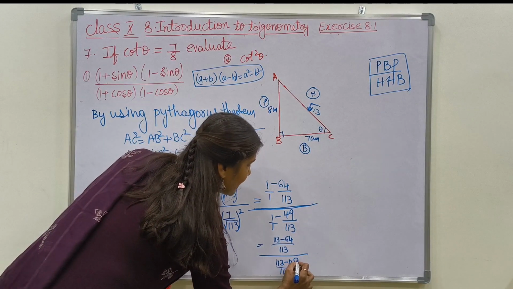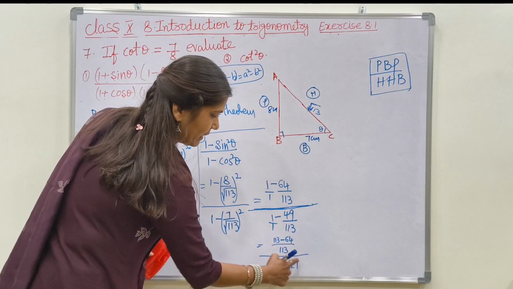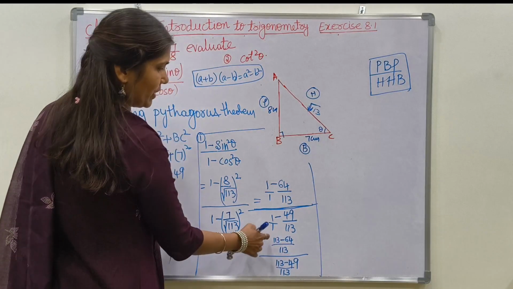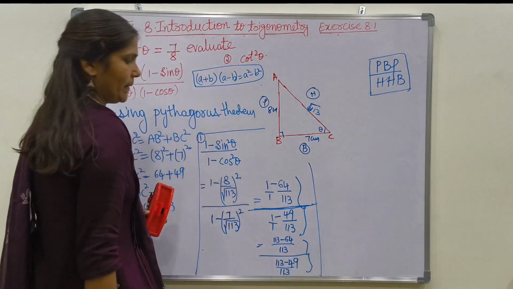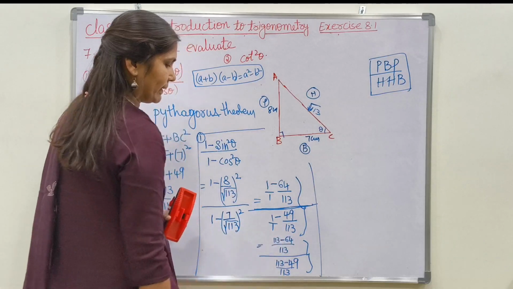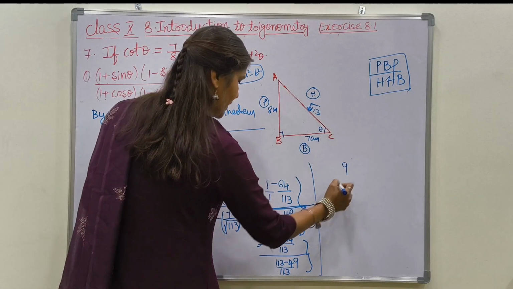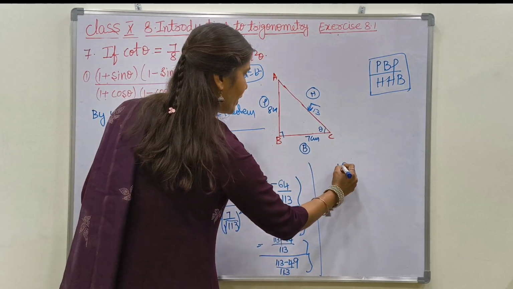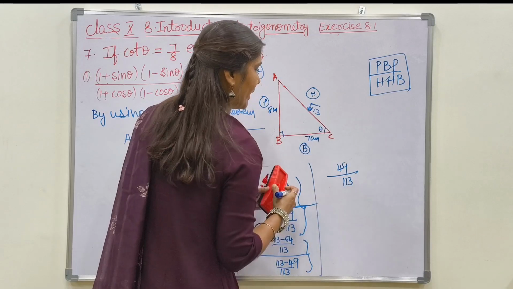See here, in this question, this is the main divider. This one divided by this one. Now carefully listen. See here, up to this is one step, don't confuse. This is one step. See here, 113 minus 64, 49. 49 divided by 113.